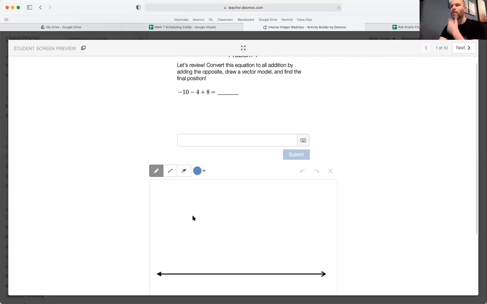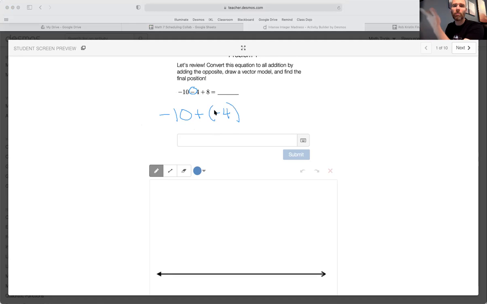So what I see is -10 minus 4 plus 8. And so the only place in this equation where I said the word minus was right here, this symbol. And so if I'm going to change subtraction to addition, that's where I need to do my work, right? So -10 is going to stay -10. But -4, that's where I want to add the opposite instead of performing the operation of subtraction. So instead of minus 4, I'm going to add -4.